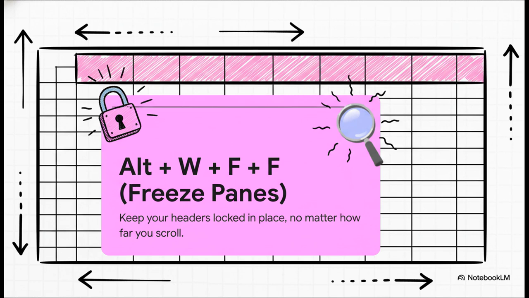Okay, here's a common problem. You're working with a giant data set, you scroll down a bit, and suddenly you have no idea what each column is because the headers are gone. So annoying, right? Well, to fix that, you use freeze panes. The shortcut is a sequence. You hit Alt, then W, then F again. It sounds weird, but it basically walks you through the menu to lock your top row or first column in place, so your headers stay visible no matter how far down you scroll. Lifesaver.